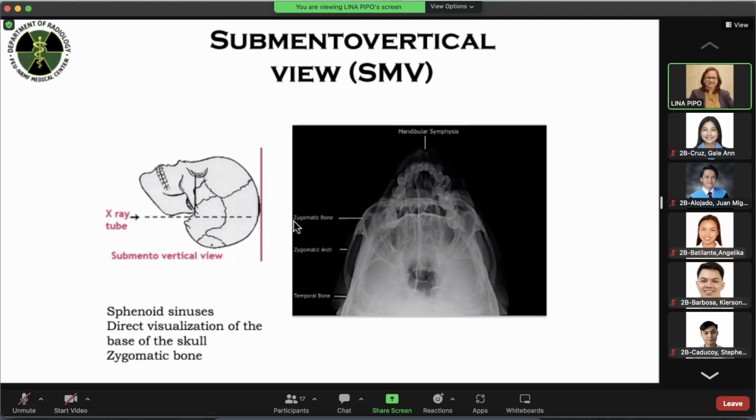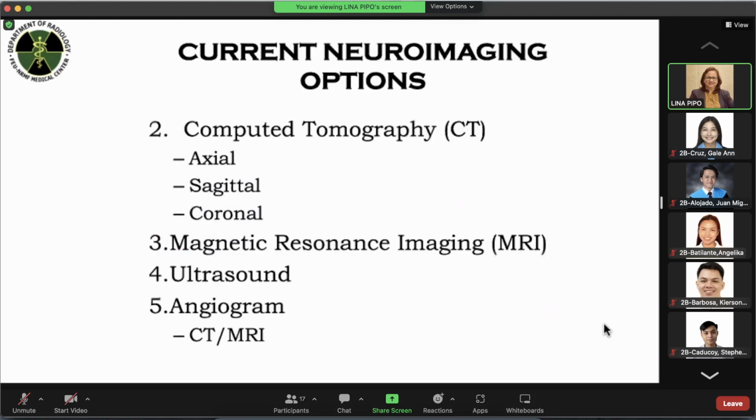This view is used for the visualization, again, of your base of the skull. So here is the base of the skull. That's the base of the skull. And also for the evaluation of your zygomatic bone in cases of trauma, if you want to rule out a fracture in the area of the zygomatic bone, or if you want to better visualize the fracture in the zygomatic bone, you request a submentovertical view.